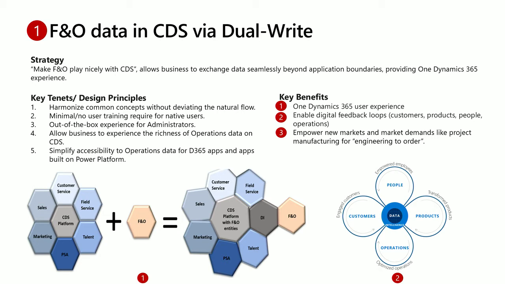So for example, when you talk about customers or products or sales orders or quotations, these concepts reside both in CE as well as in F&O, right? Now, when we say we are making these two systems play nicely with each other, we are actually harmonizing the concept so that people have a single story at the end of the day, okay?